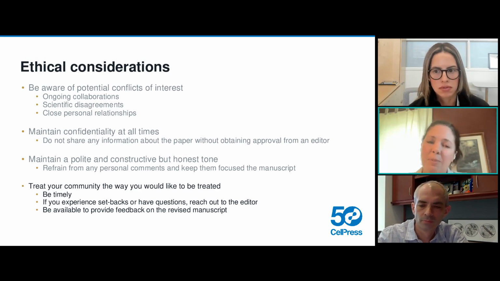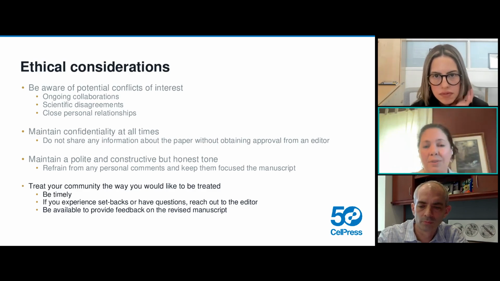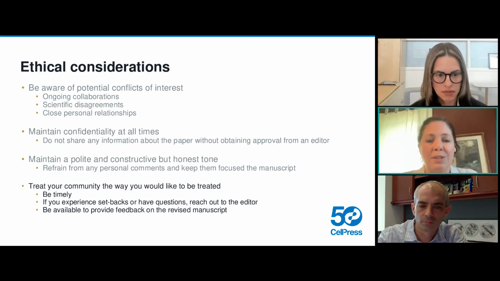And also be available to provide feedback on the revised manuscript. It's really useful. You've already looked at the paper one time. You know what your concerns were. It would be a faster process for you to look through and see if your concerns were addressed than for somebody to have to engage fresh with the manuscript and understand your perspective at the same time. That can extend the process for the authors. So it's important to be available to review a revised paper.